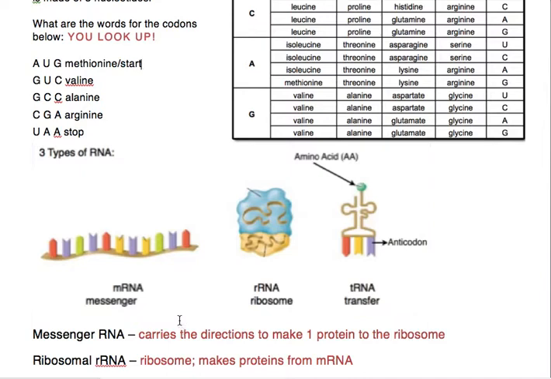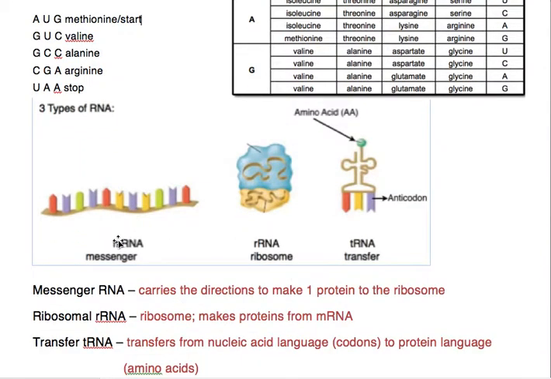So this is your messenger RNA, and it carries the directions to make a protein. This is the ribosome, rRNA. So the little r stands for ribosomal. Don't worry about the AL at the end. That's just grammar. Okay, the root word of this is ribosome. The AL again is just grammar. So ribosome RNA is not grammatically correct. It's ribosomal RNA.